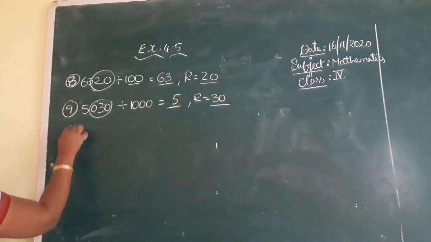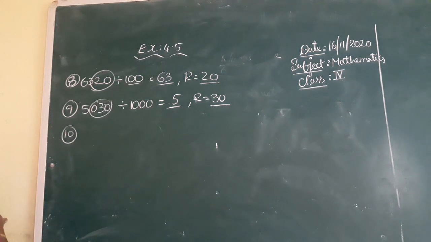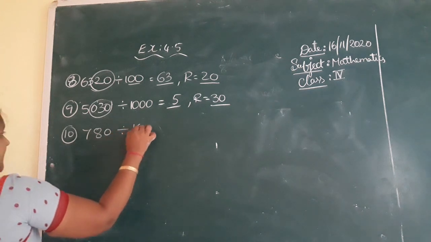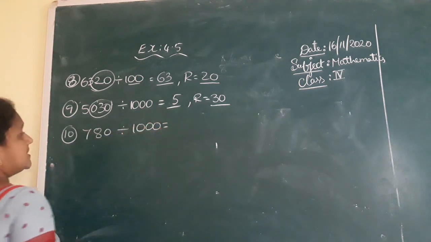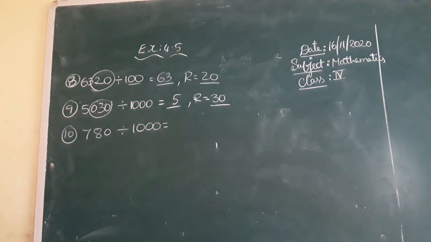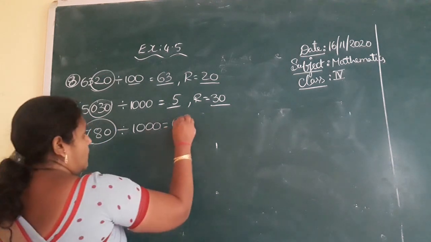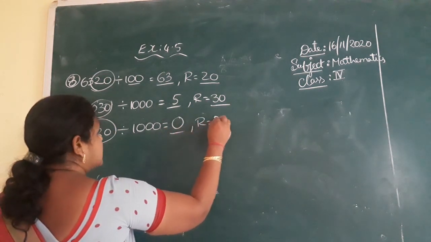See the 10th one. 780 divided by 1000. Here this one is a 3-digit number and the divisor is the 4-digit number 1000. So in this type of case, if you circle ones, tens and hundreds, what is left? Nothing is left. So 0 as quotient and remainder 780.